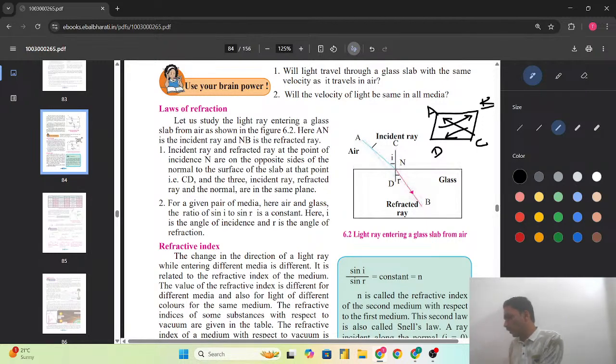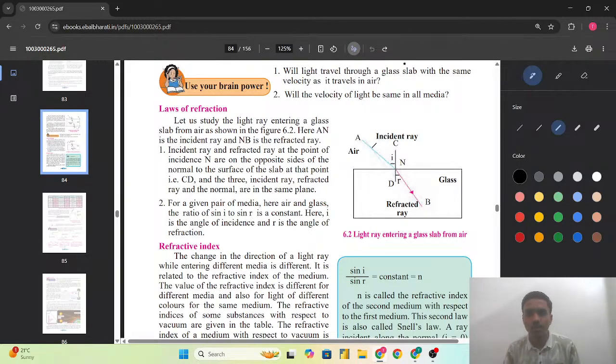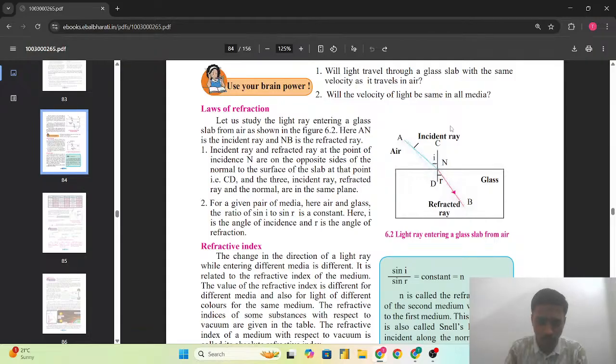So what is a plane? Suppose there are different objects which are present here. Suppose there are different rays present, and when these rays are present in one particular bounded surface, we can say that they are in the same plane. So this is the plane concept. So from this we can say that the incident ray, refracted ray, and the normal are in the same plane.